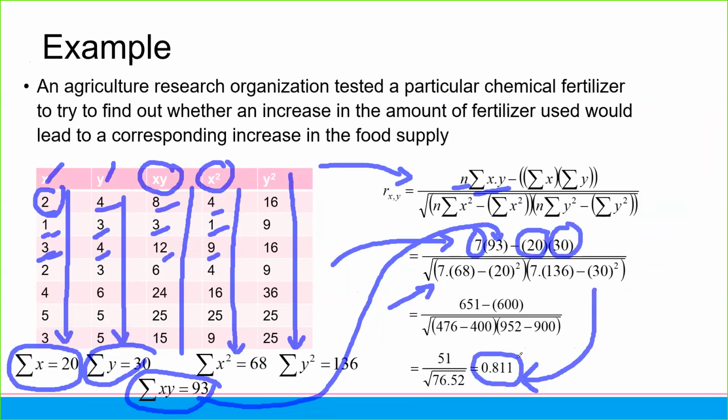Is it big or not? Big? Yeah, because it is nearby 1. As I mentioned, the maximum is 1. It is nearby 1, so we can say that there is a correlation between the fertilizer and the food supply.